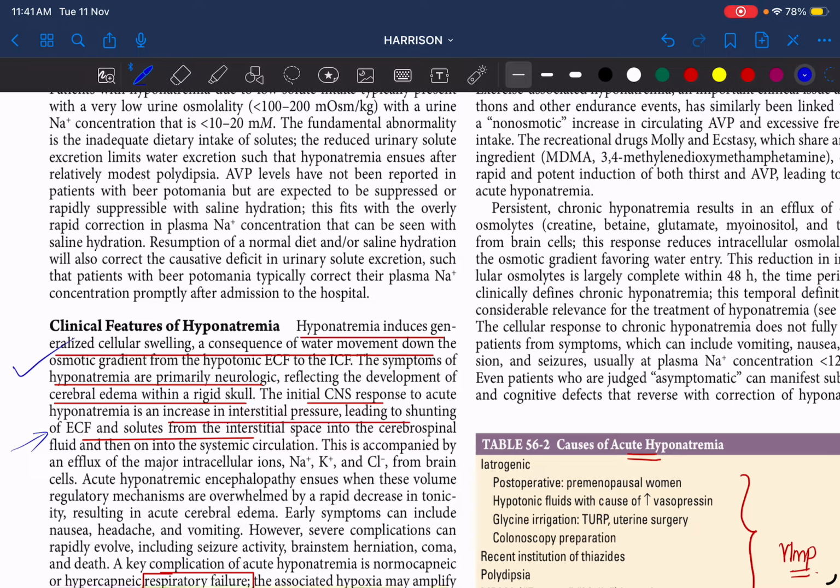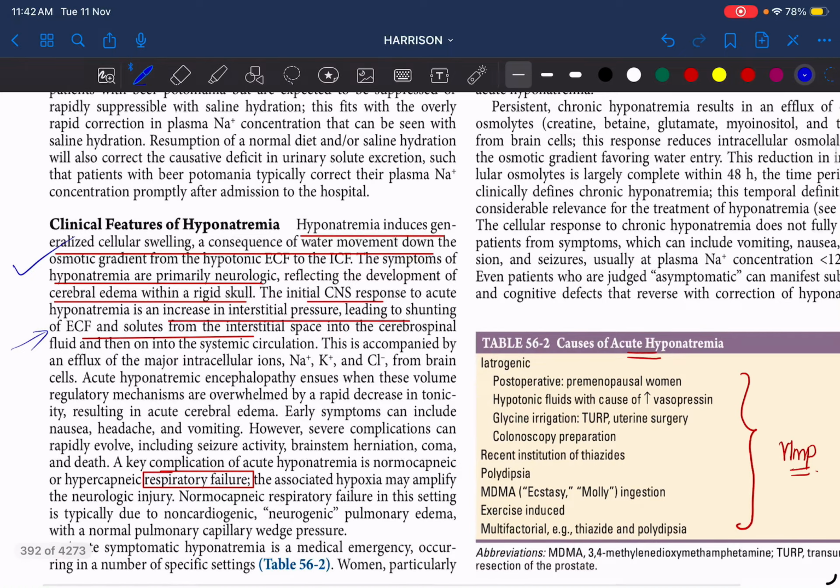So what will be the initial CNS response to hyponatremia? There is an increase in interstitial pressure, leading to shunting of extracellular fluid and solute from the interstitial space into the CSF and then into the systemic circulation, which manifests in the form of cerebral edema. And the second complication of acute hyponatremia is respiratory failure.